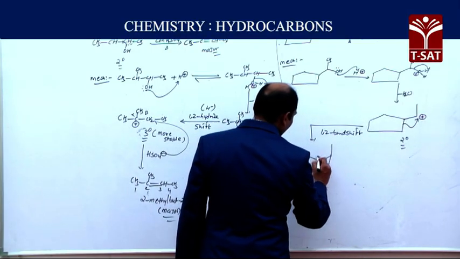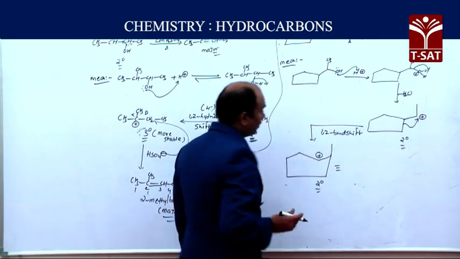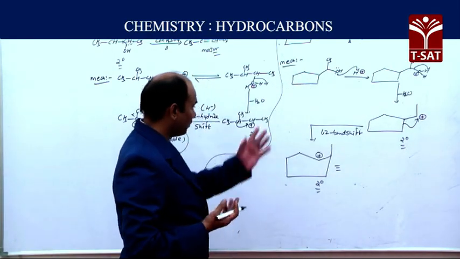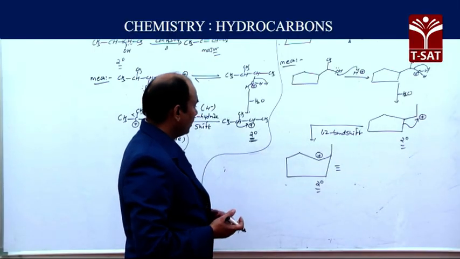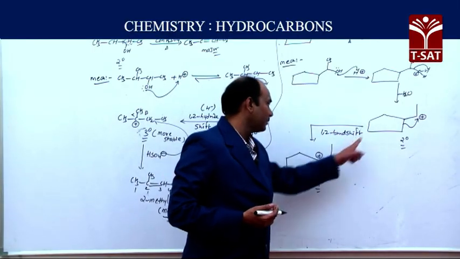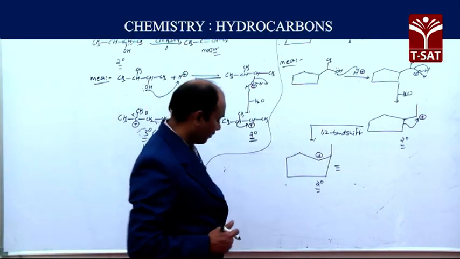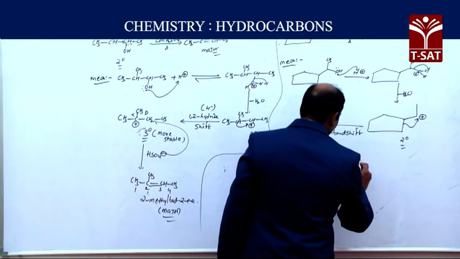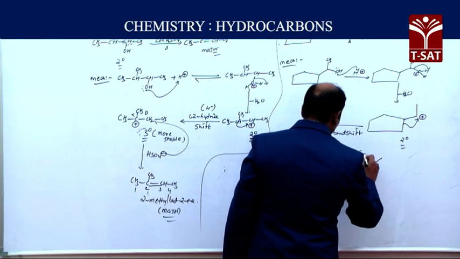Here a carbocation is formed. So this is also secondary. Now you have one doubt, sir, that is also secondary, this is also secondary. What is the difference between that one and this one? Actually this is a 5-membered ring and this is a 6-membered ring. A 6-membered ring is more stable when compared to a 5-membered ring. So here we get this one, a 6-membered ring with a methyl group and a carbocation.